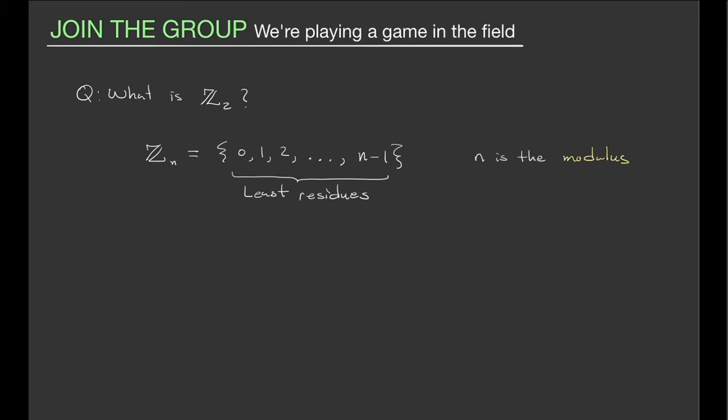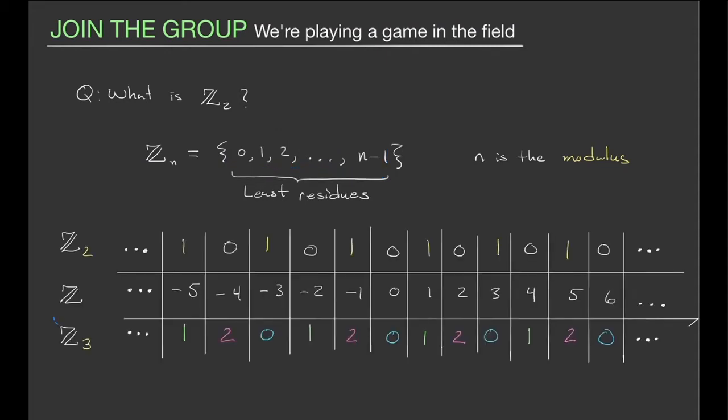Asking the question, what is Z2? Well, in general, Zn is the set of non-negative integers 0, 1, 2, up until we get to n minus 1. Looking at Z2 really quick, of course, that's going to be 0 and 1. We call n the modulus. The way to think about this is you take the integers, and as soon as you reach n or above, or if you start negative, you're going to add and subtract n a number of times until you get to one of these numbers, which are called the least residues. Essentially, add n or subtract n enough times until you get to one of these numbers. Again, these are called the least residues.